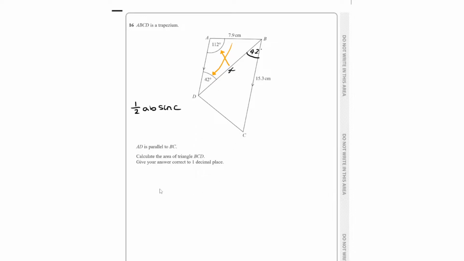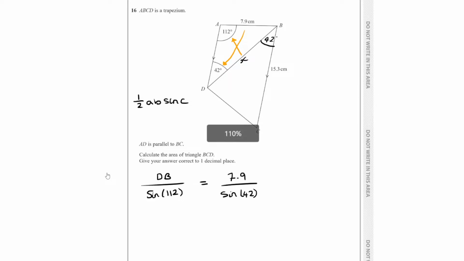If you're looking for a side, put that at the top of the fraction. So let's call it dB, just so we know which one we're talking about. dB over sine of the angle, which is 112, that's the one opposite, is equal to, and then you do obviously the other side, 7.9, to put both sides at the top or both angles, depending which one you're looking for, of the angle opposite that one, which was 42. Now, because I want to find dB, I just need to rearrange this to solve for dB.